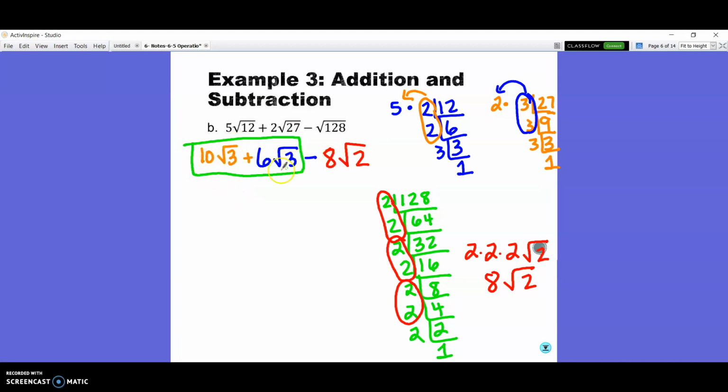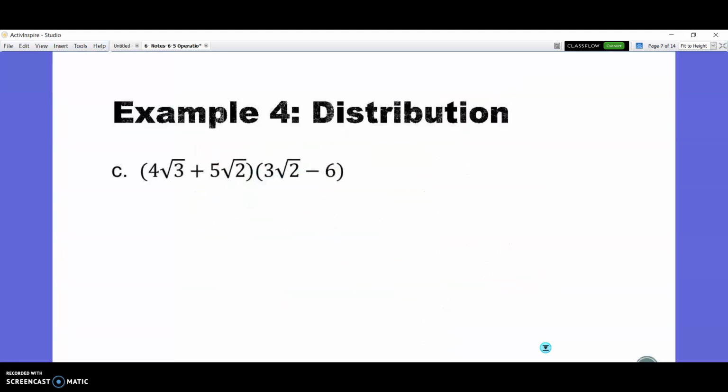10 square root of 3 plus 6 square root of 3 is going to be 16 square roots of 3. And then the only thing I can do with this is just write it behind. So there we go. Okay. And that's the most simplified way to write the answer.